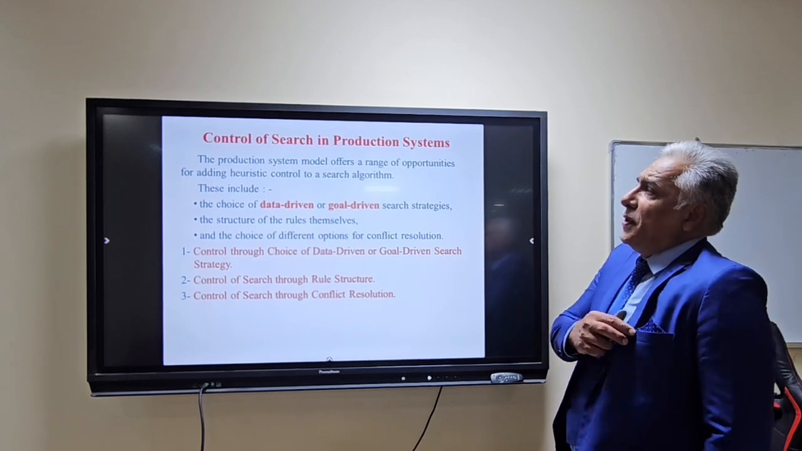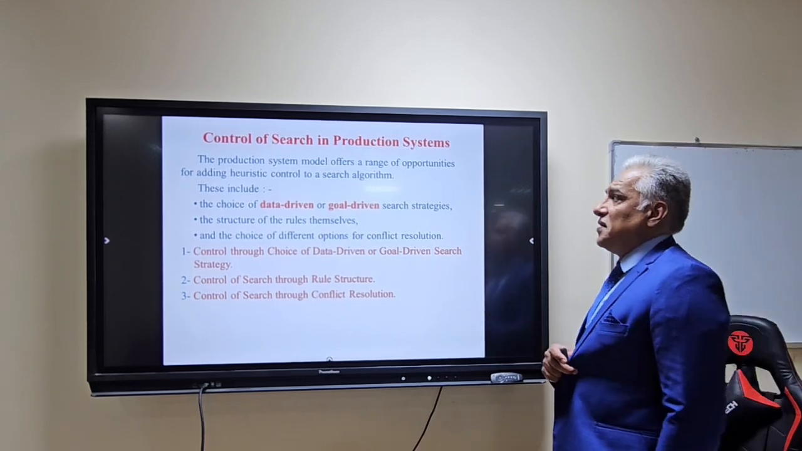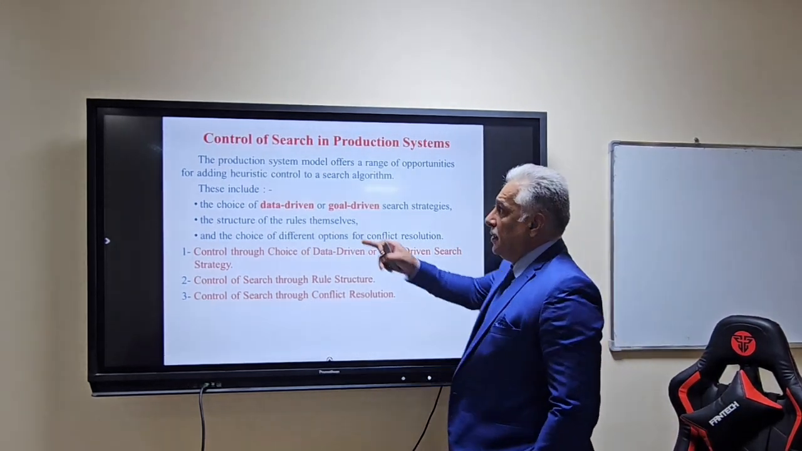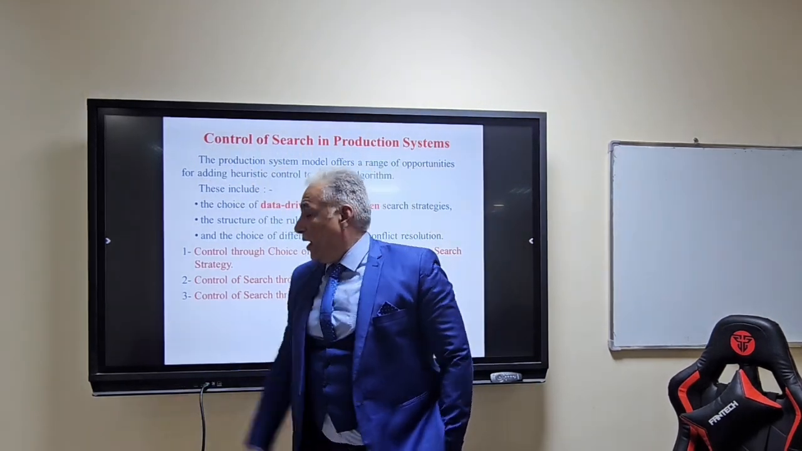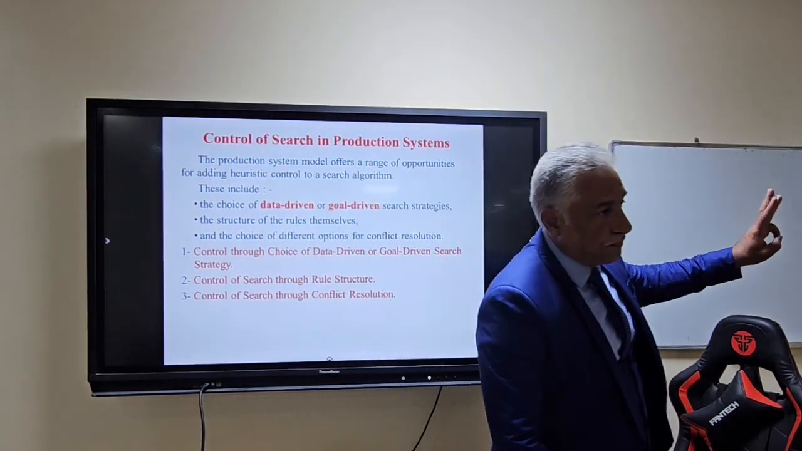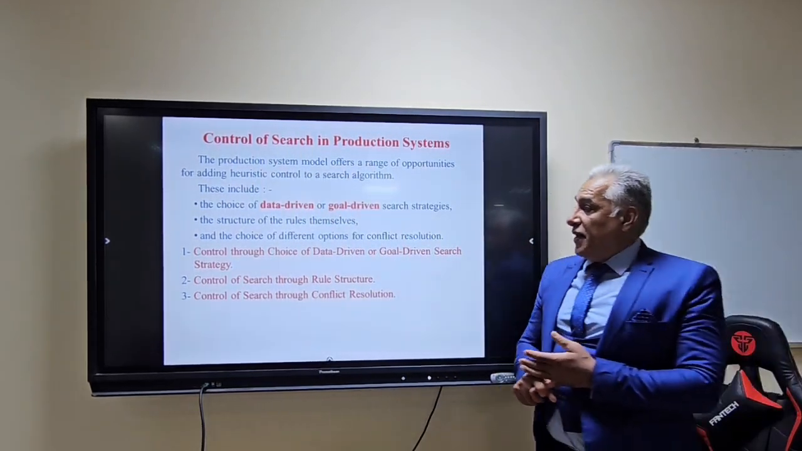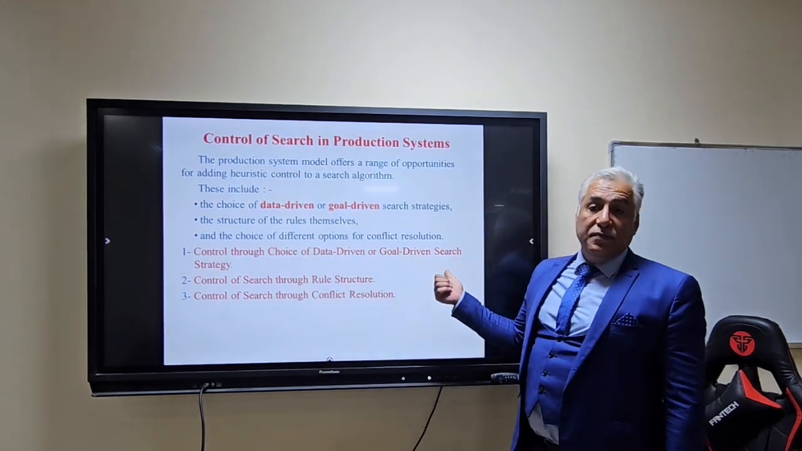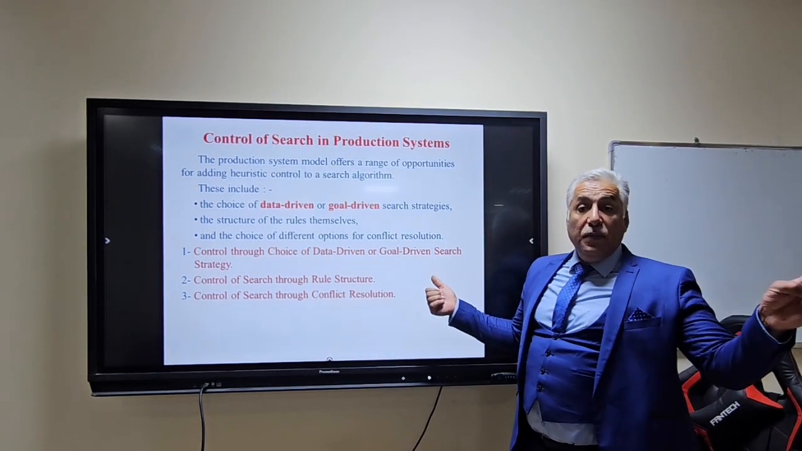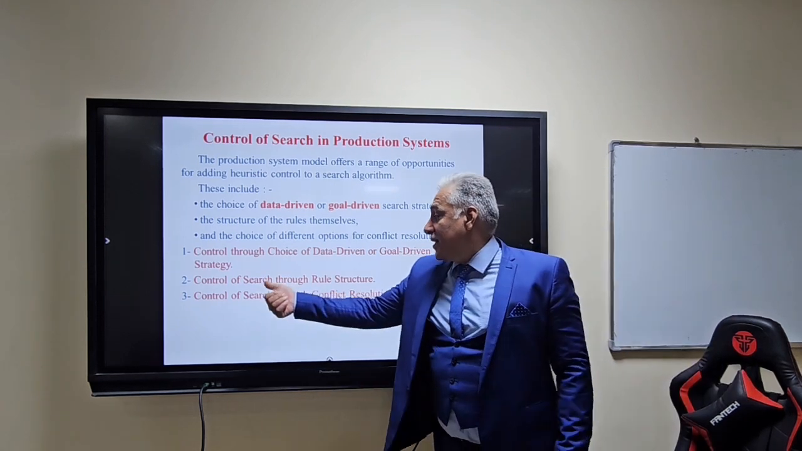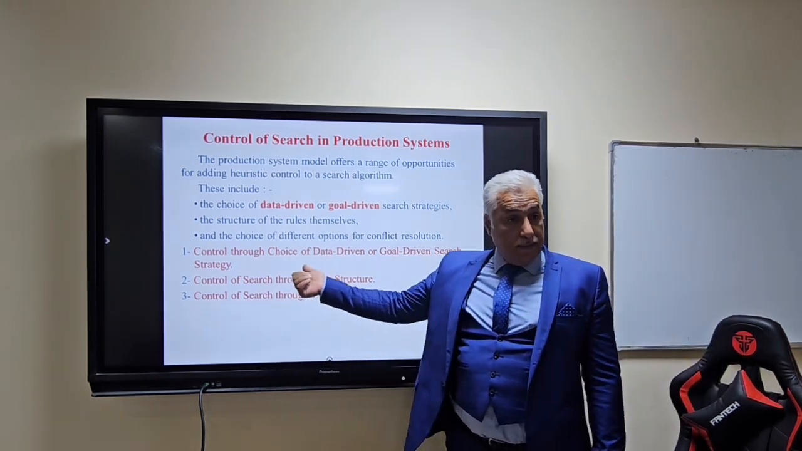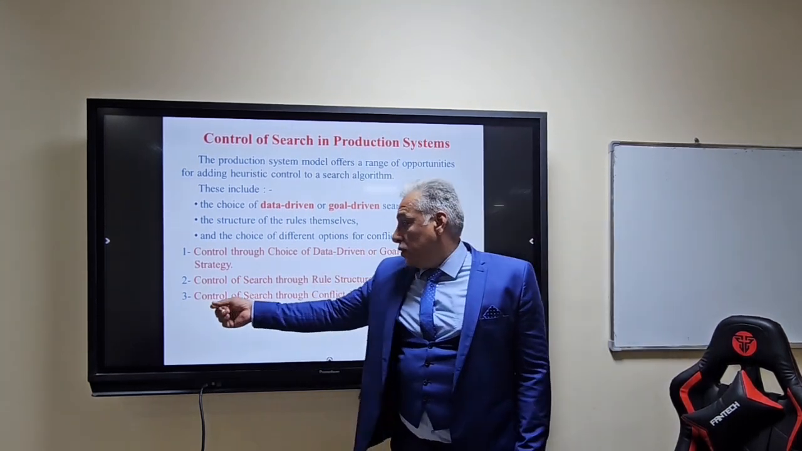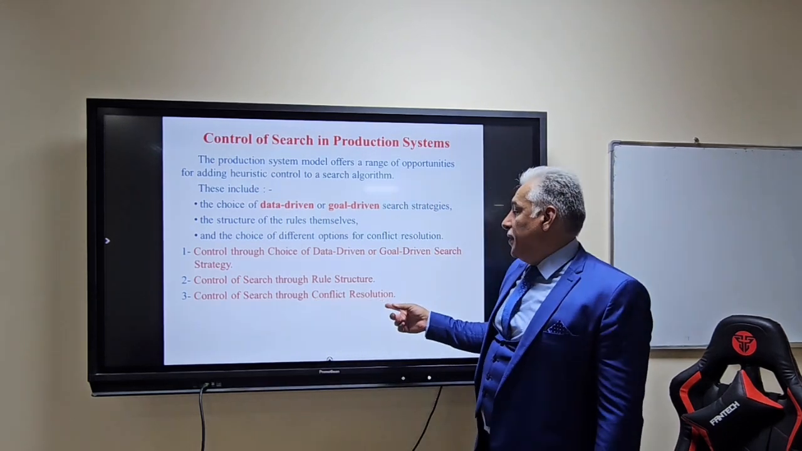Now, another topic: control of search in production systems. I will use three controls. The first is control through the choice of data-driven or goal-driven search. The second is control of searching through the rule structure, and the third is control of searching through conflict resolution.